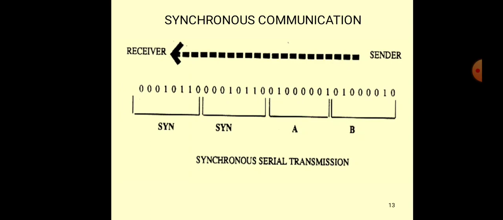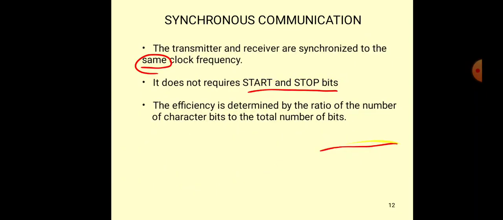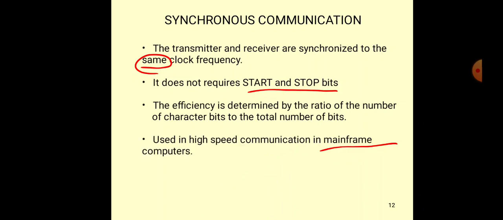So synchronous communication, you are having the sender and the receiver. Synchronous serial transmission. If you observe the screen, 1, 2, 3, 4, 5, 6, 7, 8. 1, 2, 3, 4, 5, 6, 7, 8. If you see, whatever the data in synchronization specifies the same amount of information. That is using high-speed communication, mainframes. It is quite complex.